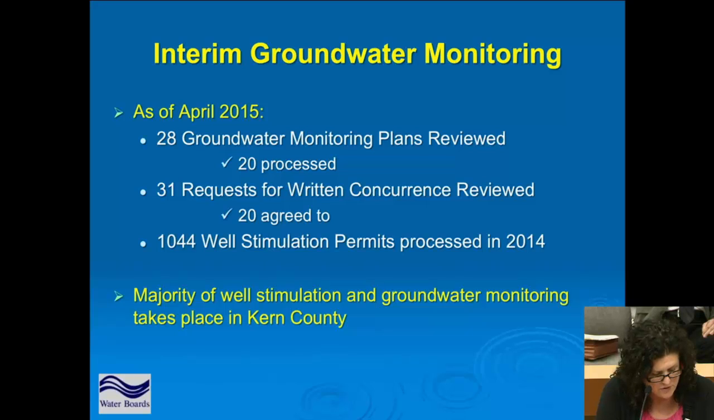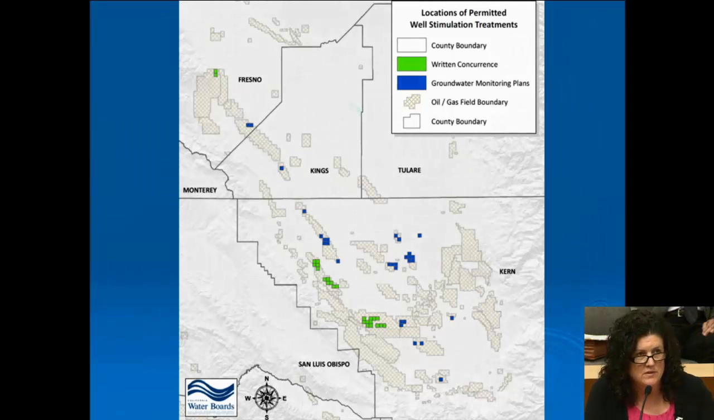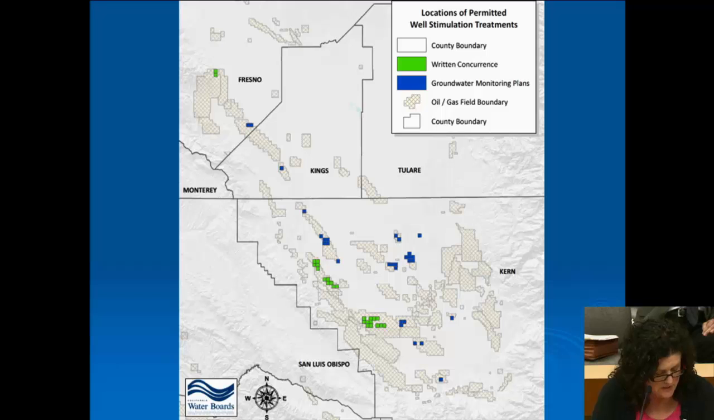As you saw before, the majority of the well stimulation occurs in Kern County, and that's where the majority of the associated groundwater sampling and monitoring occurs as well. Here's a close-up map of the southern San Joaquin Valley. The green squares indicate where we have granted written concurrence that groundwater monitoring is not required, and the blue squares indicate where the groundwater monitoring plans have been approved and processed by DOGGR. As you can see, the majority of the groundwater monitoring and the activities for written concurrence are in Kern County.